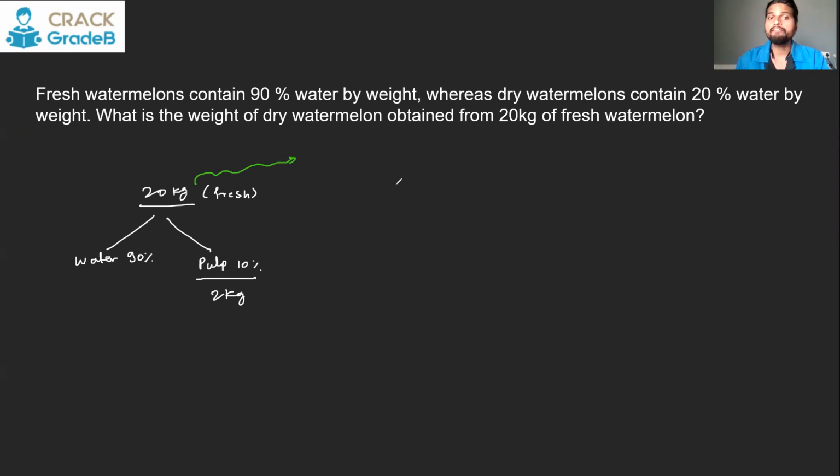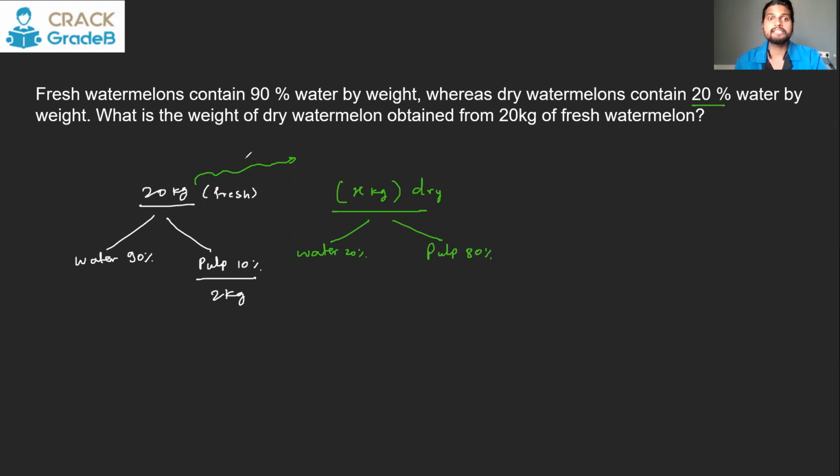Now whatever the dry watermelon's total weight is, let's call it x kg. Out of that, the water percent is only 20%, because the dry watermelon will have water only 20%. So that means the pulp will be 80%.